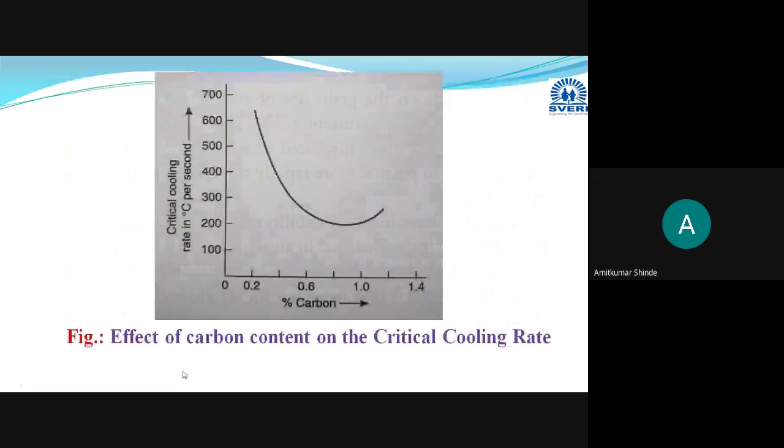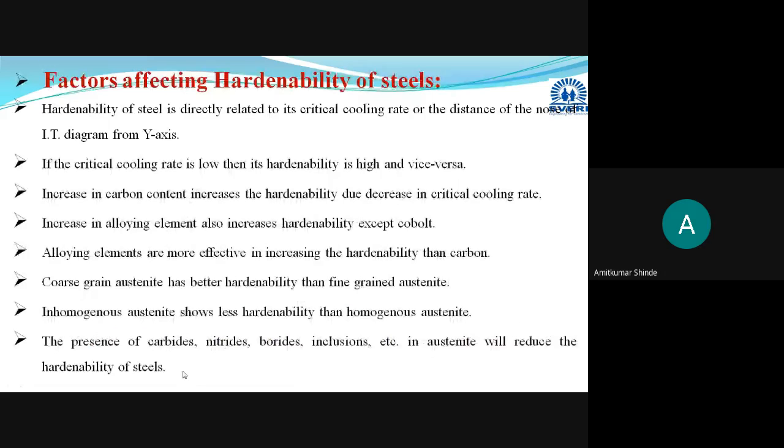Now we'll move towards this point. Factors affecting the hardenability. Okay, some points I have highlighted here. Hardenability of steel is directly related to the critical cooling rate. Critical cooling rate we have already discussed at the start. Critical cooling rate means the cooling rate which just bypasses the nose of the IT diagram.